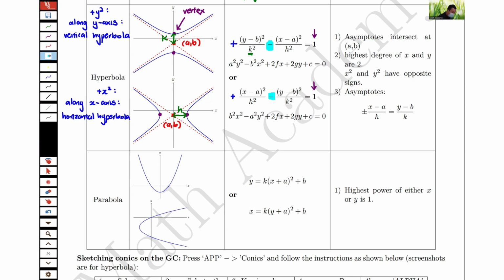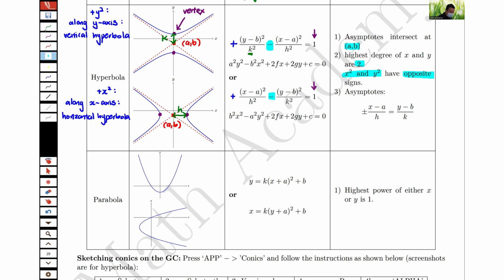So for these two, I've covered that the asymptotes will be intersecting at (a, b), the center. You will still see degree 2 on both x squared and y squared, but because of the minus sign appearing, I expect x squared and y squared to take on opposite signs. They won't have the same sign.